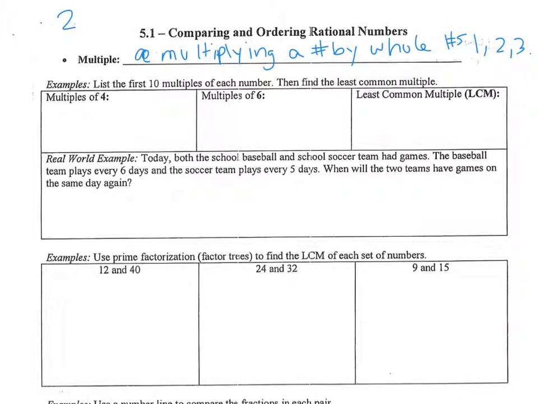First example, list the first 10 multiples of each number, then we're going to find the least common multiple. It's kind of like the greatest common factor. Multiples are more than the numbers and factors are less than the numbers. So multiples of 4: I first start with 4, then multiply 4 times 1 and get 4, 4 times 2 and get 8, 4 times 3 is 12, 4 times 4 is 16, 4 times 5 is 20, and you just keep going.